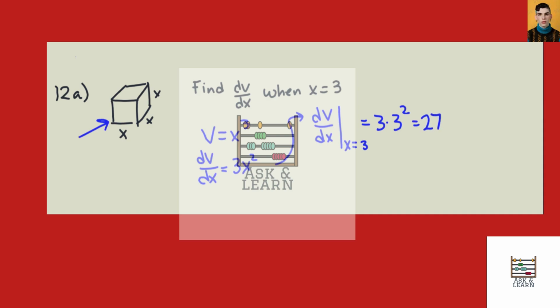And the units on volume would be millimeters cubed, and the units on x would be millimeters. So what this is telling us is that at this particular size of cube, the volume is growing at a rate of 27 cubic millimeters for every millimeter change in x.